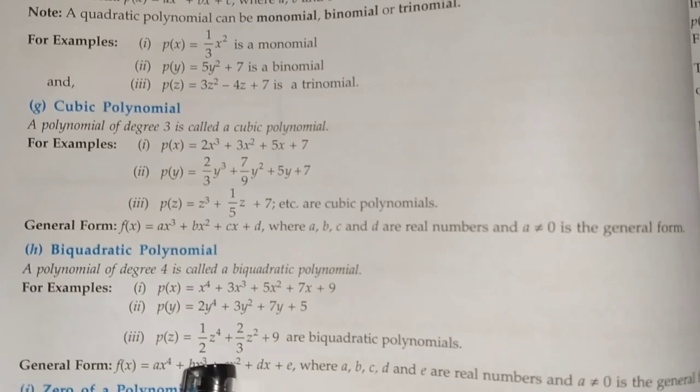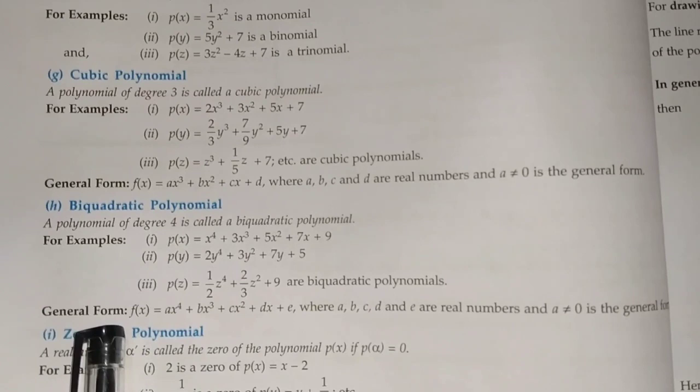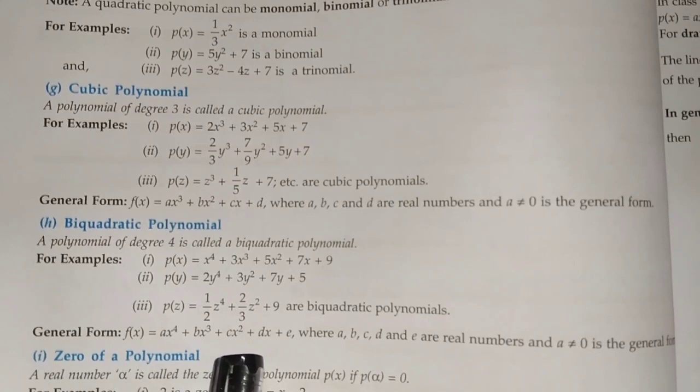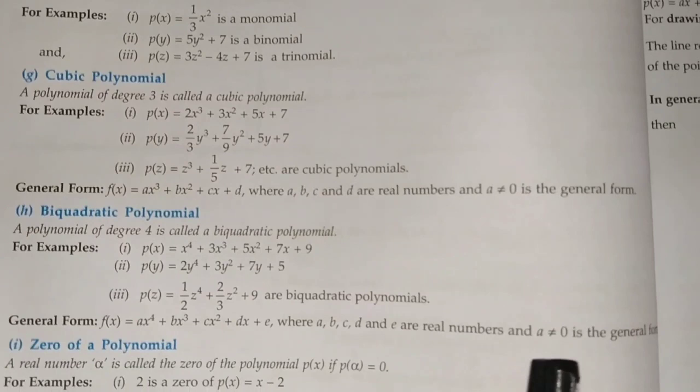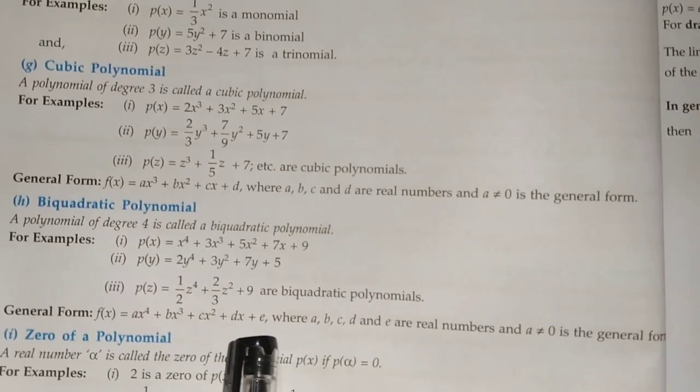These are biquadratic polynomials. The general form of biquadratic polynomial is fx equal to ax to the power 4 plus bx cube plus cx square plus dx plus e where a, b, c, d and e are real numbers and a not equal to 0 is the general form. You know a, b, c, d, e are real numbers.